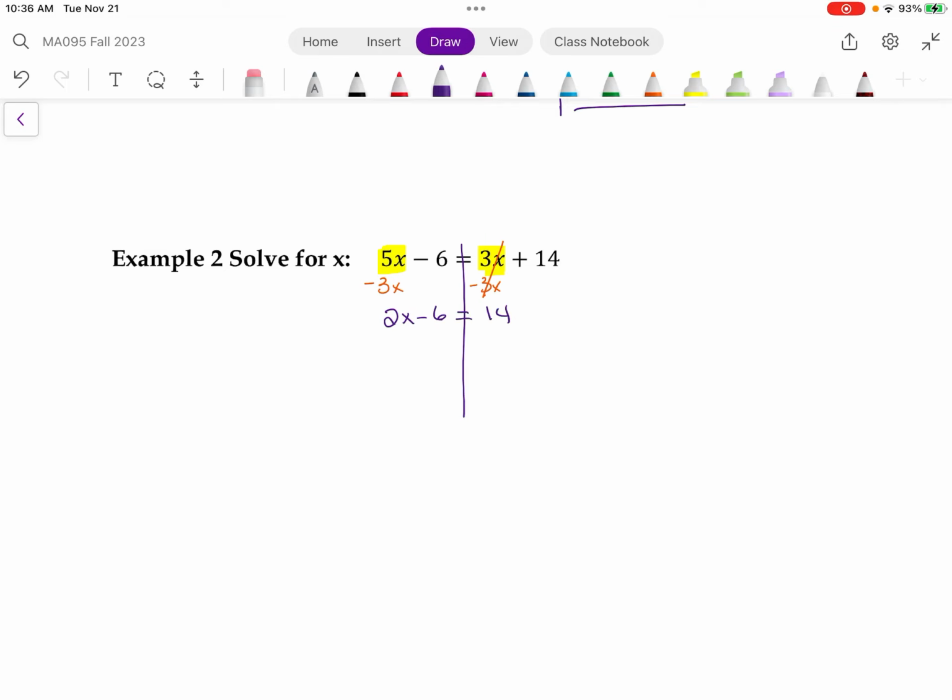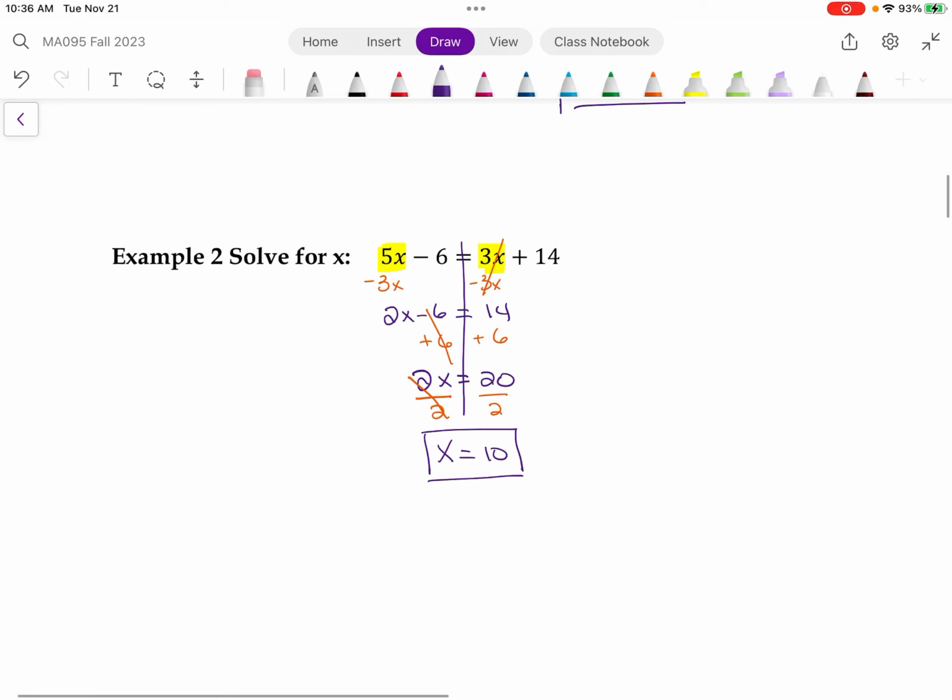All right, then I'm going to add 6 to both sides. The 6's cancel out, and I get 2x equals 20. Now I'm going to divide both sides by 2, and I get x equals 10. As this course progresses, I am not going to show so many steps, but for now, if you need them, I'm showing them. All right, so that's just basic linear equations and solving for x.